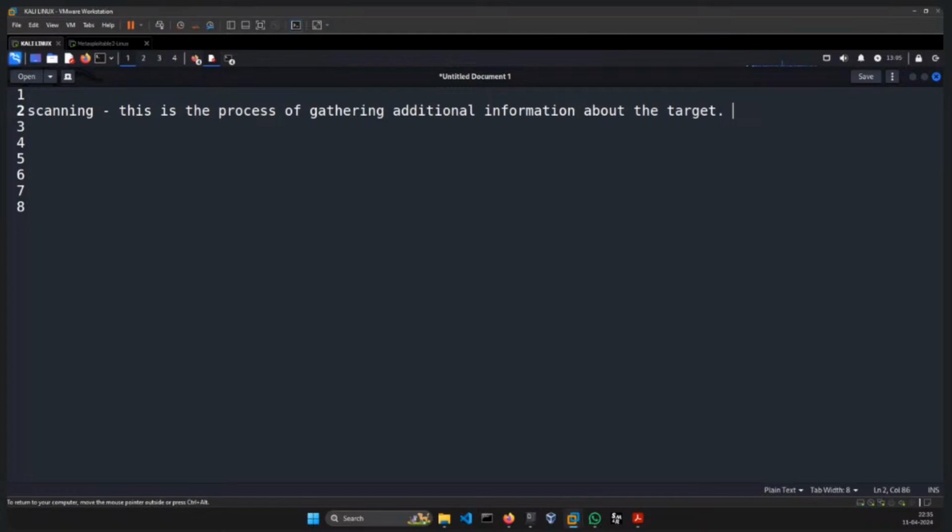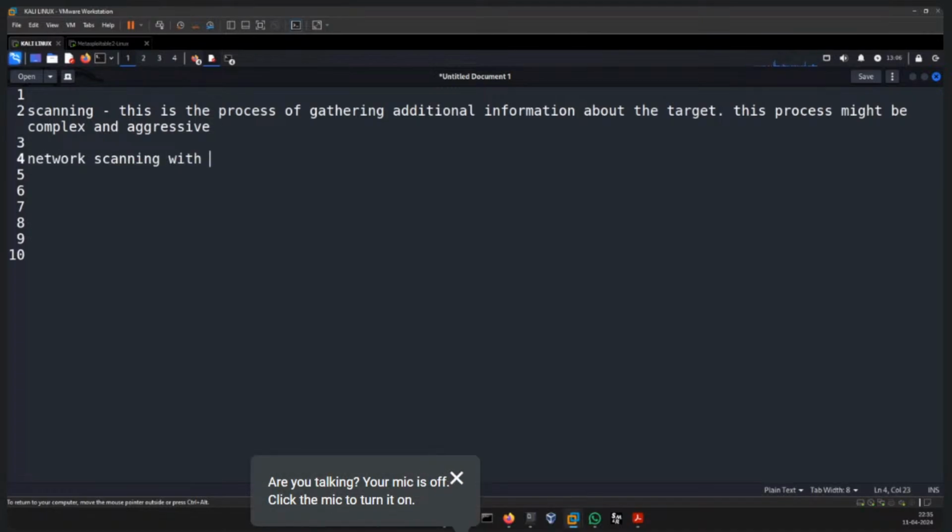So this process might be complex and aggressive, because we know that Nmap scanning is a bit complex and a bit heavy kind of scanning, right? So first we are going to cover network scanning with Nmap.